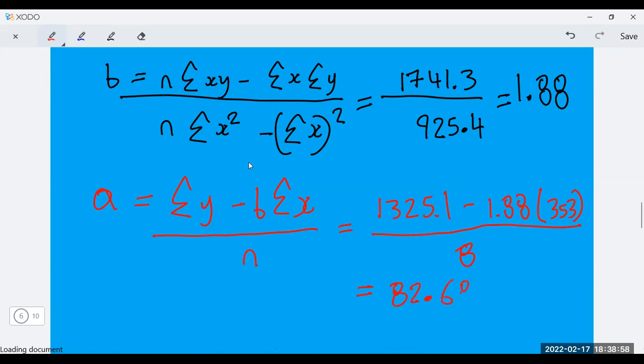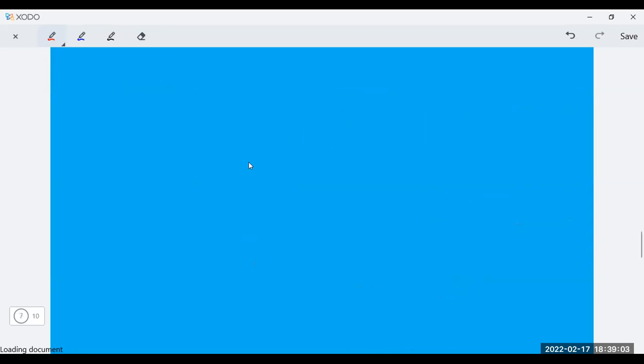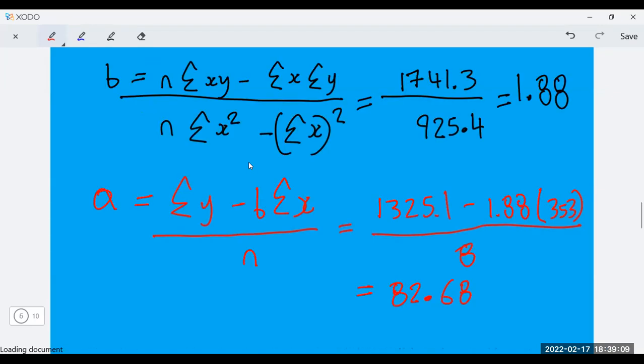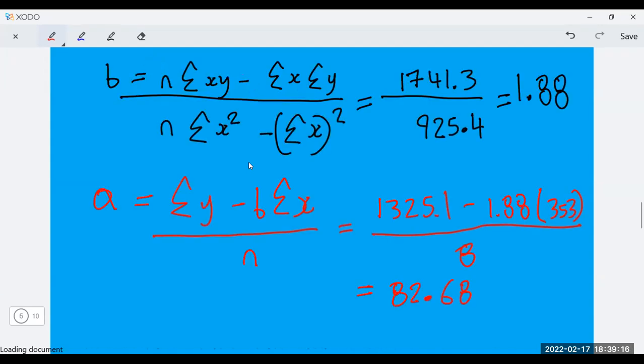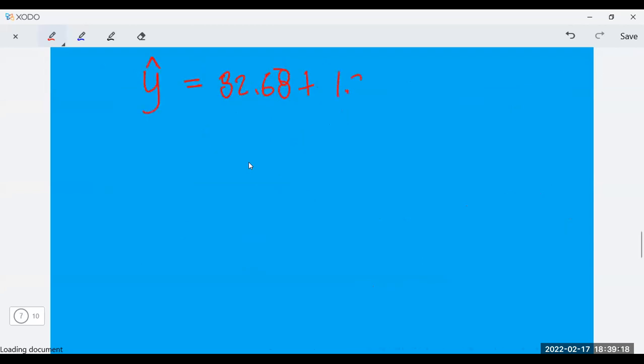I will get 82.68. In other words, Jamie, we can write down that the equation is therefore y hat, always leave on my hat, y hat is a, which is 82.68, plus the gradient, which is 1.88x.